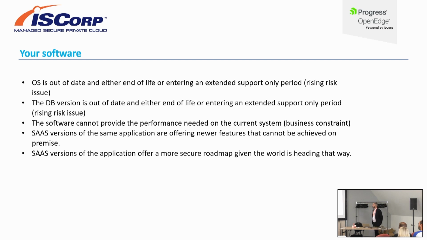Software cannot provide the performance needed on the current system. You know, another business constraint. SaaS versions of the same application offer newer features that cannot be delivered on premise: pushing out the latest applications, the latest updates, the latest feeds of your application. And finally, SaaS versions of the application offer a more secure roadmap, given where the world is heading today. Security updates.